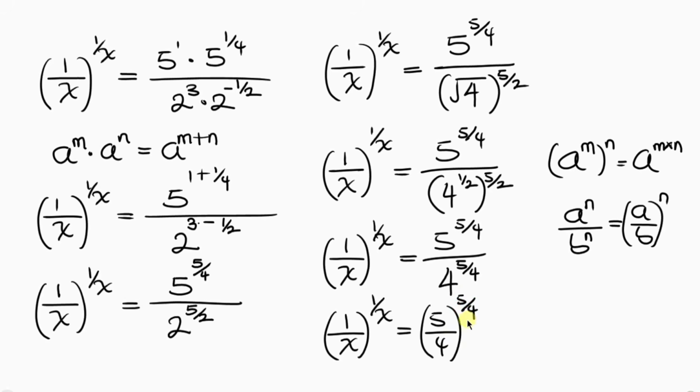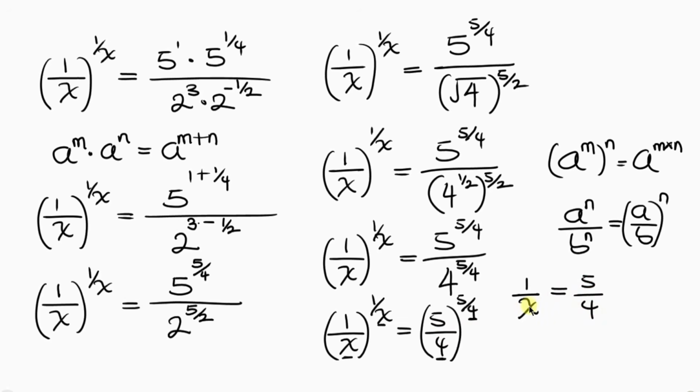That is it. Now notice something. You see that the base here and the exponents are the same. What about the right hand side? The base and the exponents are also the same. So we can equate by saying that 1 over x, which is a base on the left, is equal to 5 over 4, that is a base on the right.